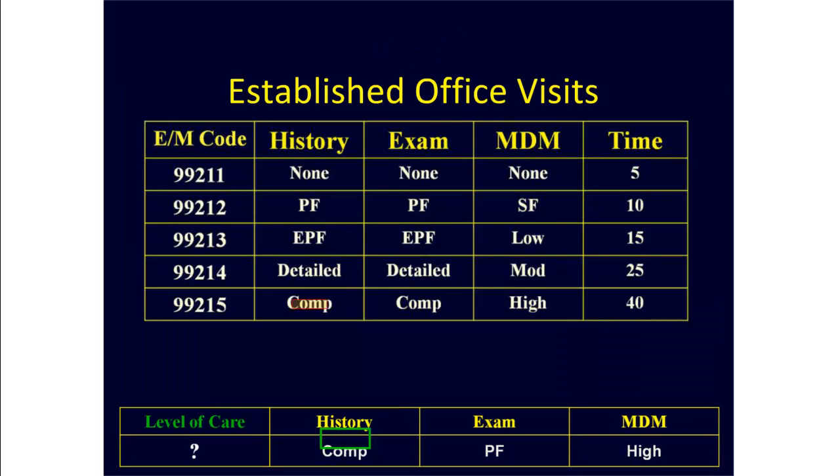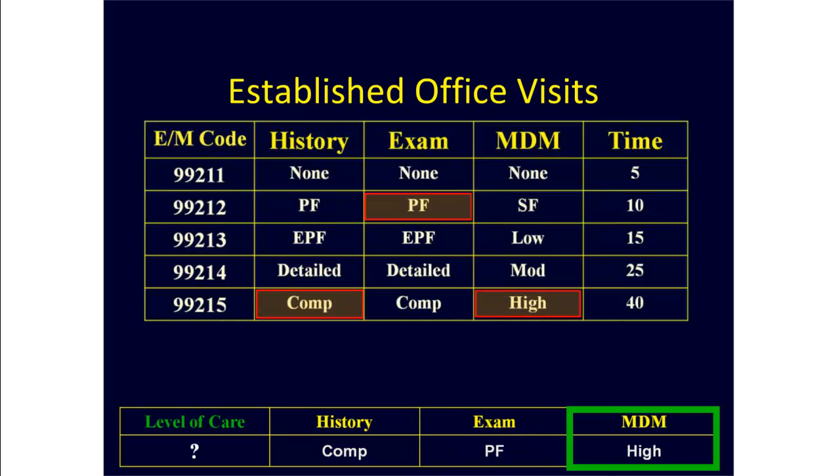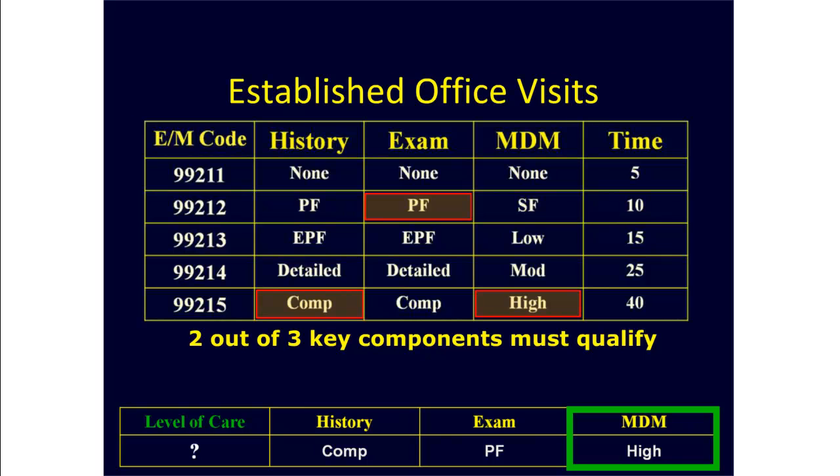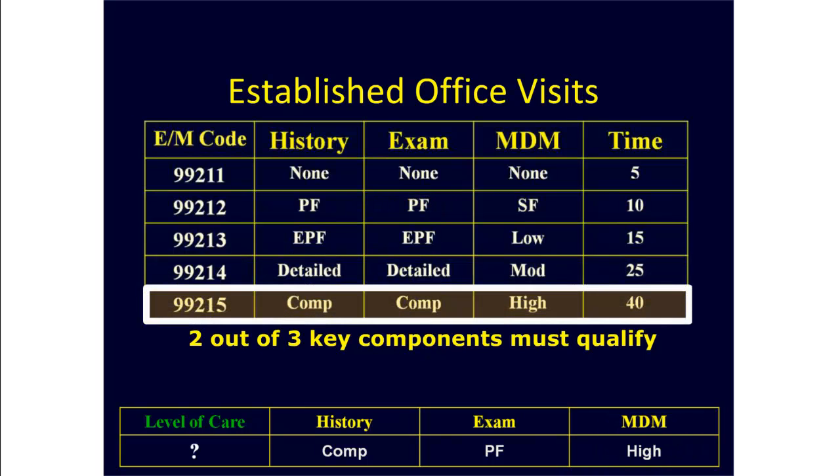Going back to our documentation grid, now we know we have a comprehensive history, a problem-focused physical exam, and high complexity medical decision-making. And remember, for these encounters, only 2 out of 3 key components are needed, which means this adds up to the 99215 level of care, otherwise known as the level 5 established office visit.